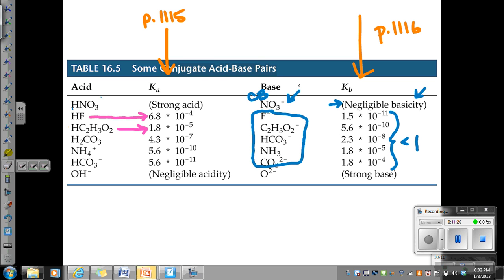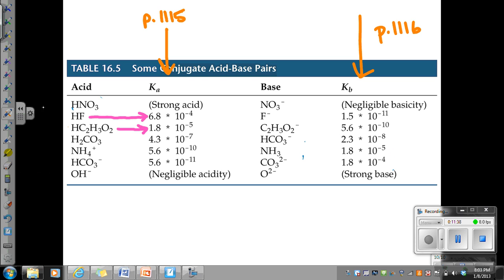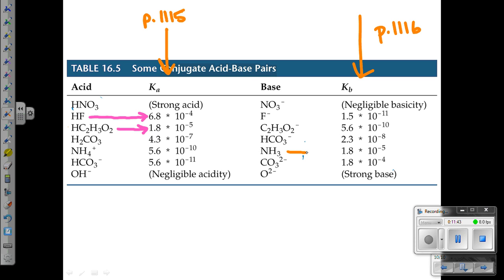I can do the same thing with bases. I would look at their Kbs and determine which is stronger. So let's say I want to look at ammonia and carbonate. By looking at their Kbs, carbonate has a larger Kb, so I know carbonate is a stronger base than ammonia.